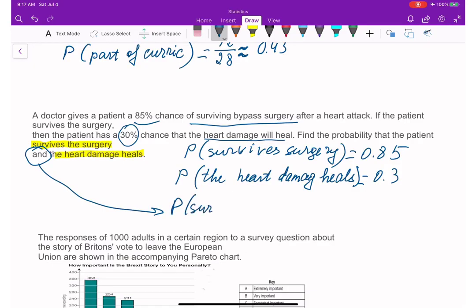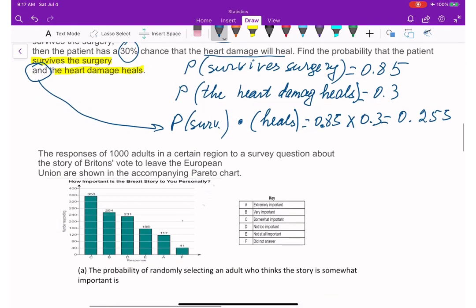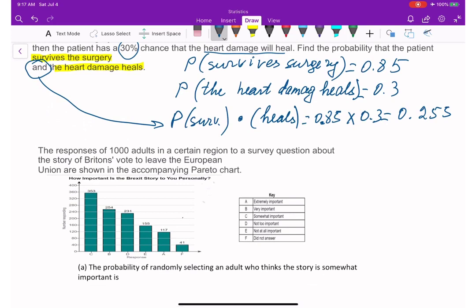With your permission, I won't write down the whole nine yards in parentheses, times probability of heals. And I get 0.85 times 0.3. And the result is 0.255. Next.